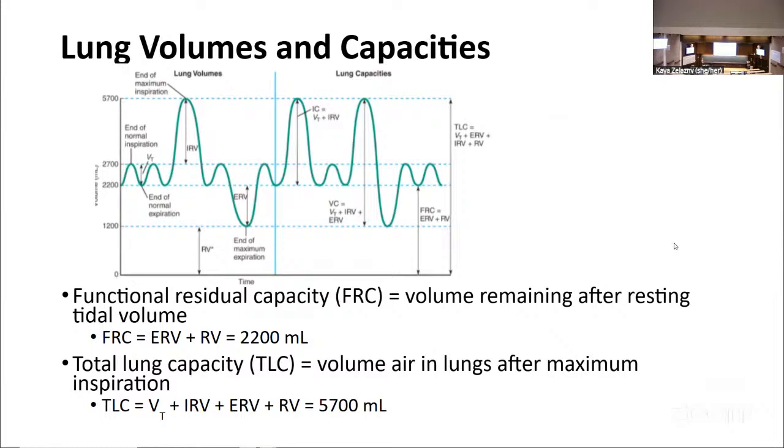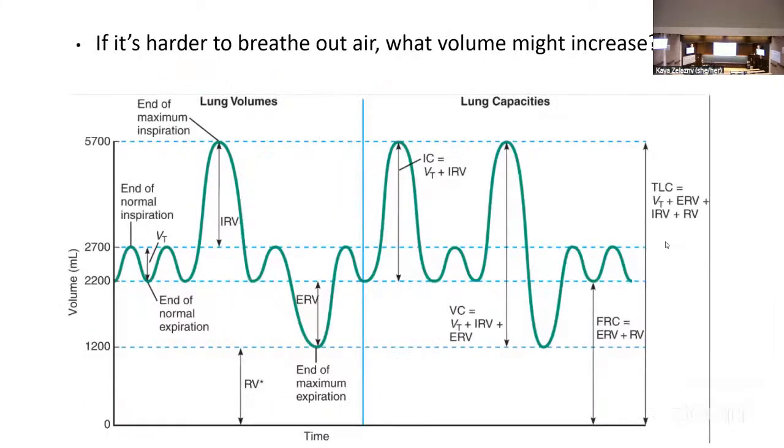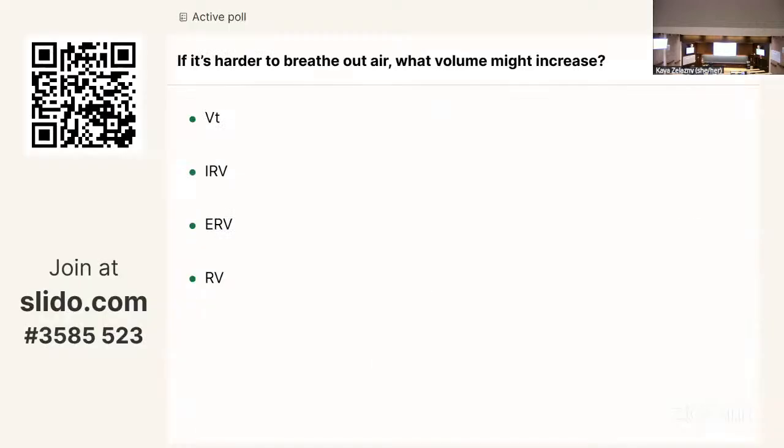Okay. I'm about to ask you one more question as we go into understanding some of our pulmonary diseases. First, we're going to have different types of problems. We're going to begin with, what if we have a change that makes it harder to breathe air out? Now take a look at the volumes and remind yourself what they are. You guys probably have this slide in front of you, so I'll start asking. What volume do we think might increase if you're having trouble forcing air out?